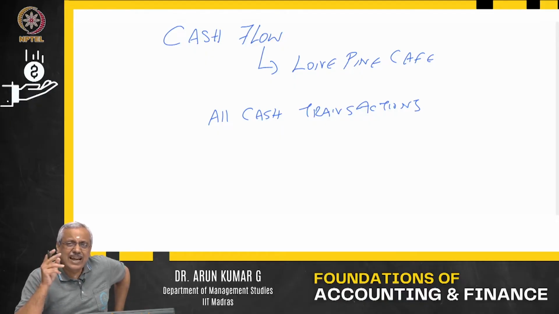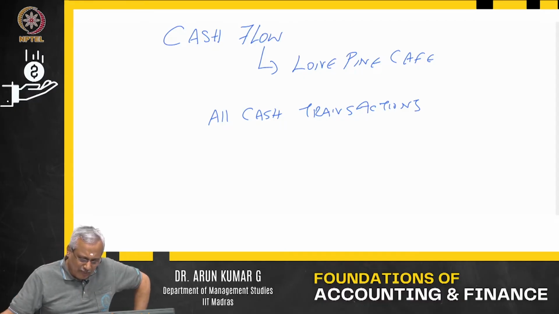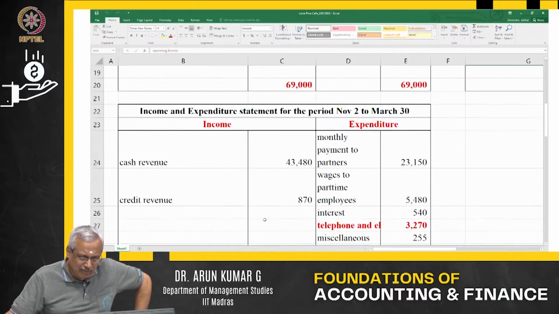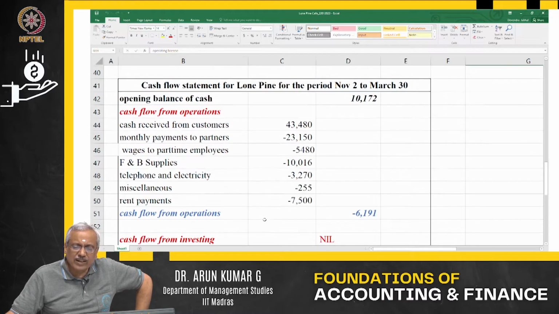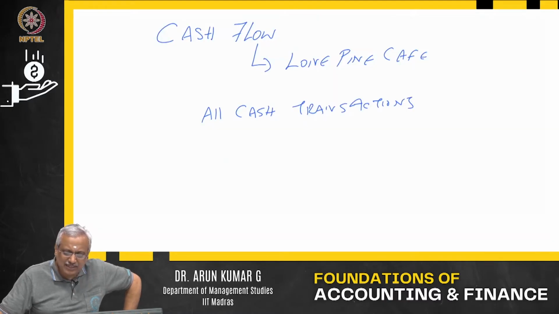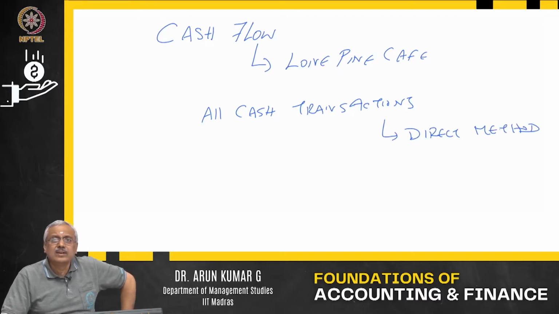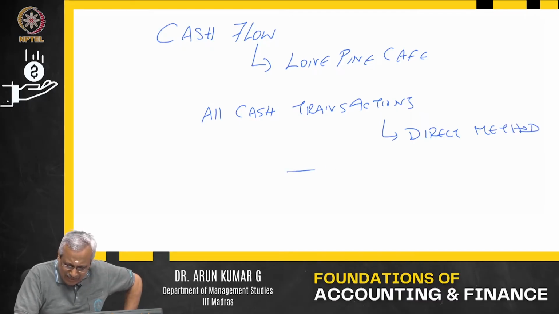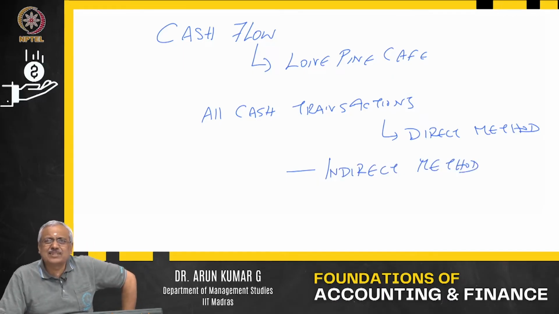But is there any alternative for that? Yes, there is an alternative. The cash flow statement which we prepared for Lone Pine Cafe the other day is what we call the direct method of cash flow statement. Is there any other method? Yes, there is something called an indirect method. Now, what is this indirect method of cash flow statement?